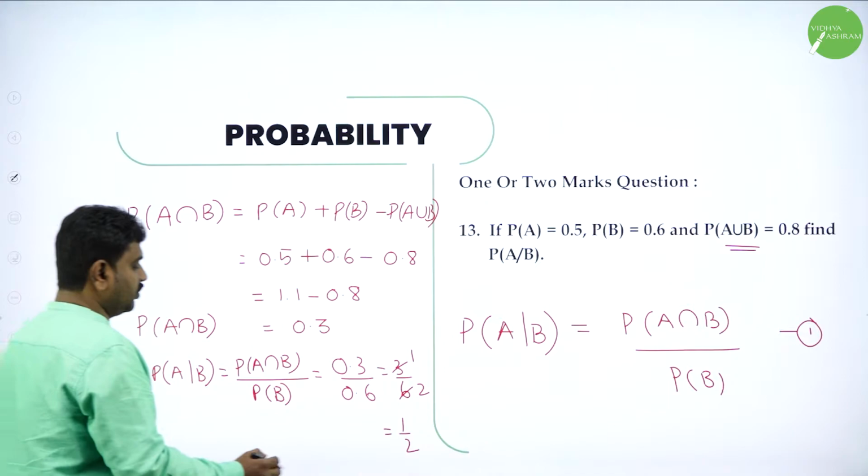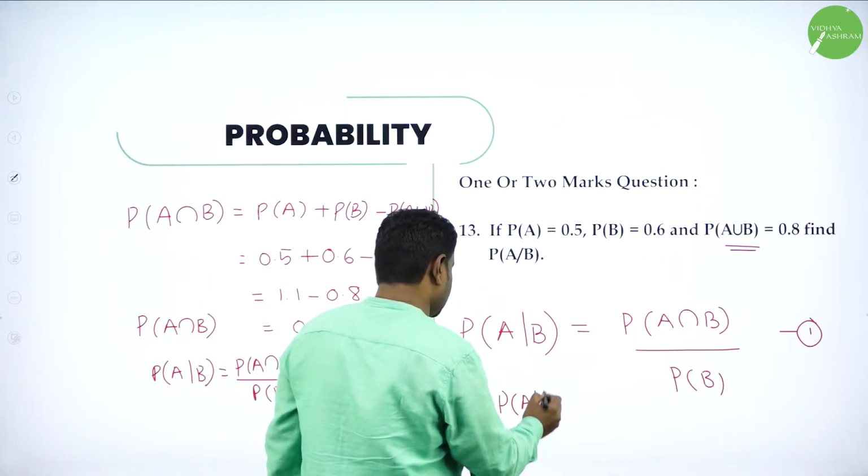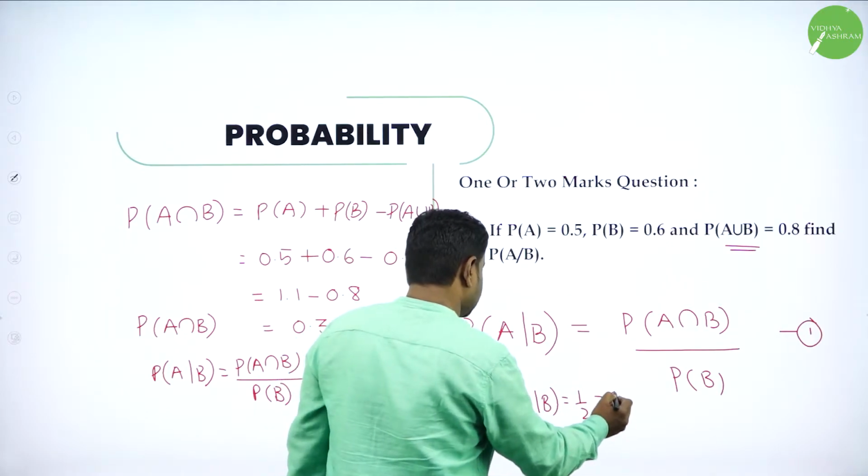So therefore finally you got P of A by B. What is P of A by B? Therefore P of A by B is equal to 1 by 2, or that is same as 0.5.